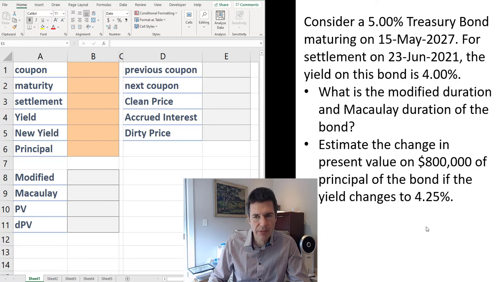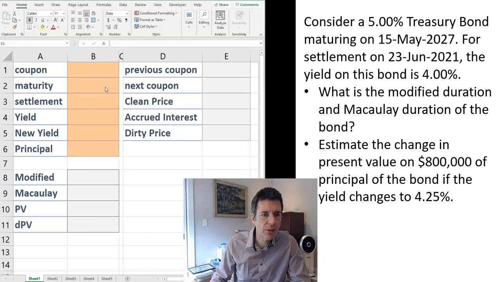Now, remember, the modified duration is the opposite of the relative rate of change of the present value. So that's negative PV prime, the derivative with respect to y, the yield, divided by the present value. When we're estimating our change in present value, we're going to need the present value, so we'll do that calculation as well. Then finally, Macaulay duration is the modified duration times 1 plus y over 2. So times effectively 1 period of interest.